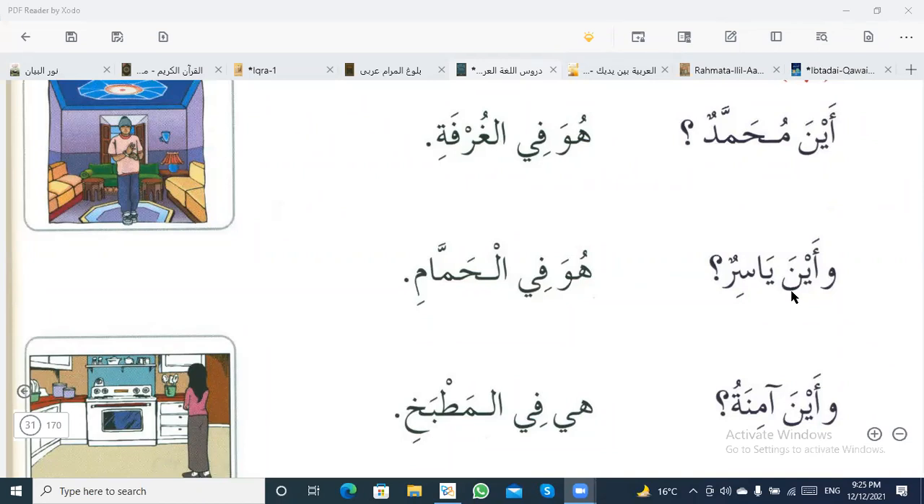Wa aina Yasirun? Huwa fi al hammam. We connect huwa with lam: fil hammami. Huwa fil hammam. Wa aina, translate: al hammam. He is in the bathroom. Hammam.